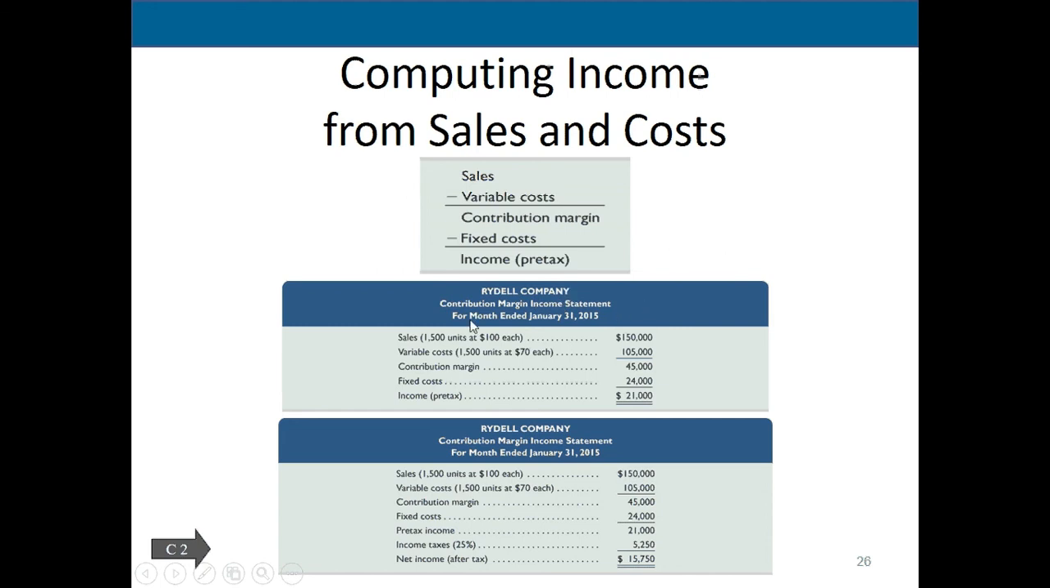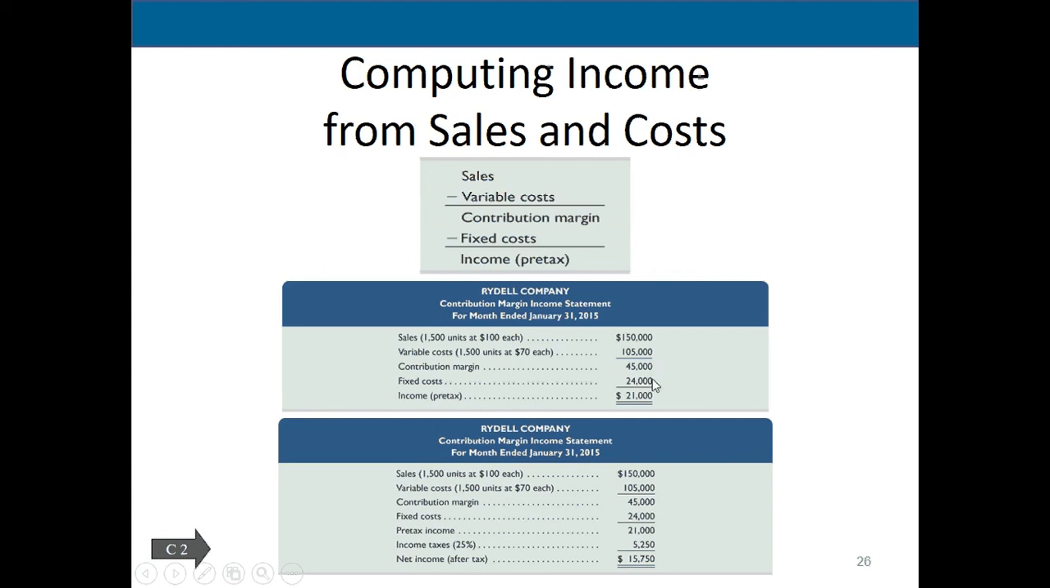Absolutely. So if we know our selling price and our variable cost, and we ask what happens if we sell 1,500 units? Well, if I'm selling 1,500 units at $100 a piece, that's $150,000. And if they cost me $70 a piece, times 1,500, my variable costs are $105,000. That gives me a contribution margin of $45,000.